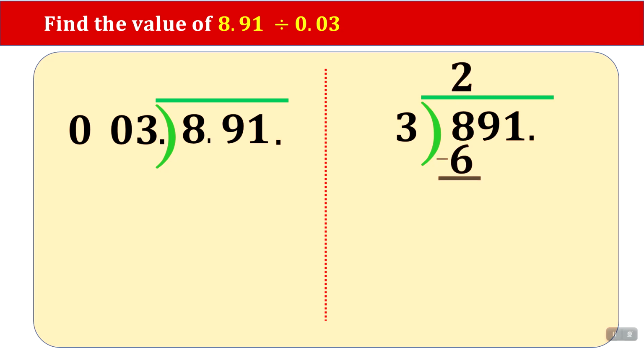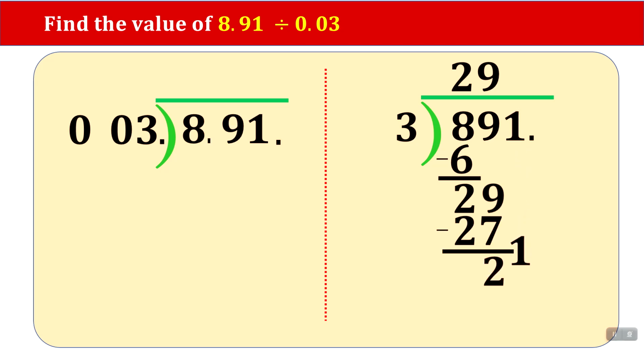2 times 3 is 6. When we subtract, we get 2. We bring down the 9. 3 into 29 goes 9 times. 9 times 3 is 27. When we subtract, we get 2. And we bring down the last digit, 1. 3 into 21 goes 7 times. 7 times 3 is 21. When we subtract, we get 0. Now we put the decimal point right above, and our answer is 297.